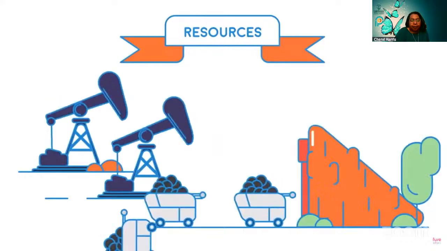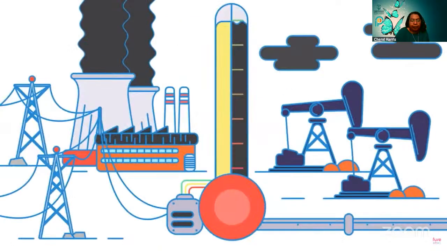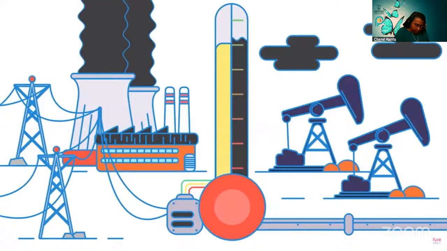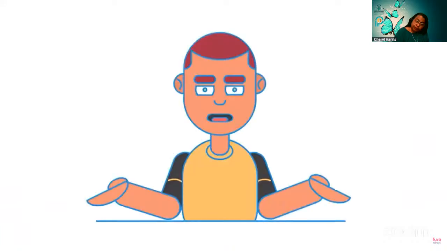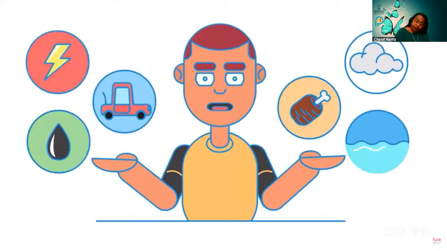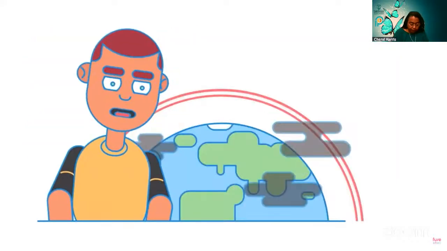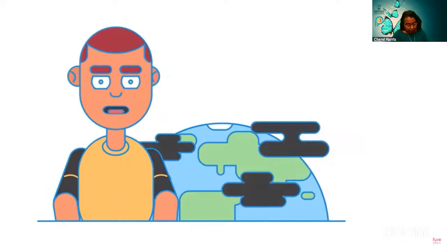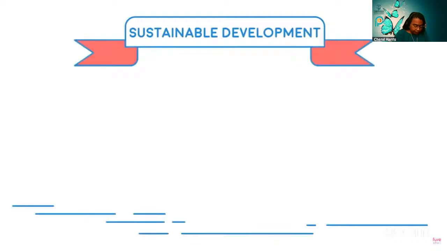Many of these resources are limited. Once all the fossil fuels have been extracted from the earth and burned to provide us with fuels and electricity, there will be none left. How will future generations of humans cope without the things we take for granted? And that's before we even consider the effect the burning of fossil fuels is having on our planet and the climate. Future generations will also have to deal with the effects of that too. This is where sustainable development comes in.